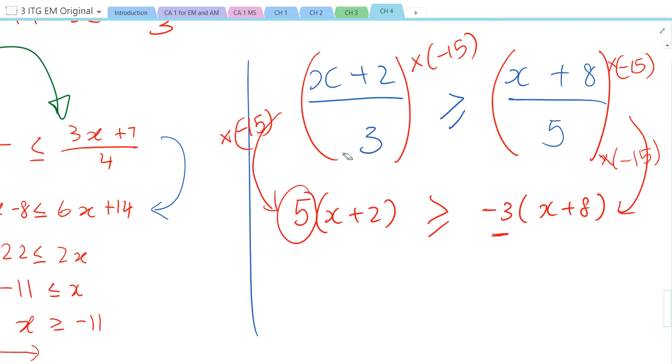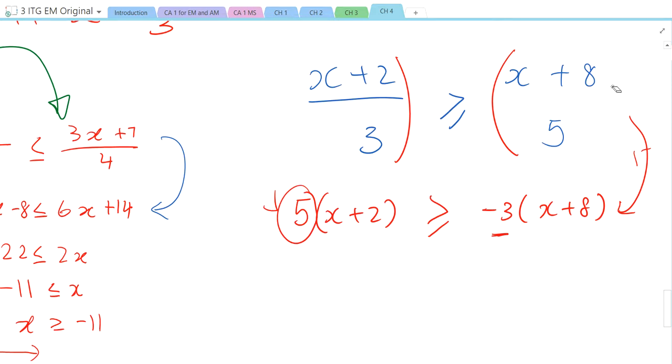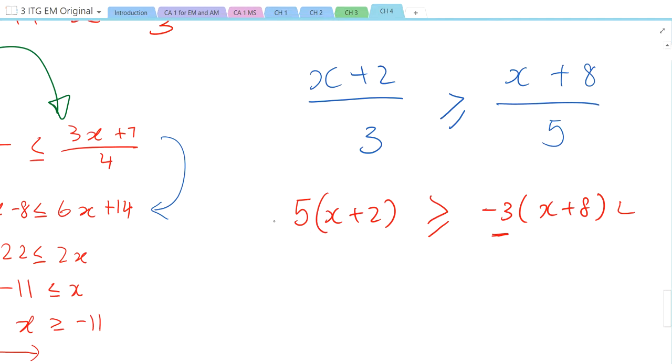Then, what happens if the question looks like this? What happens if this is the question? Do you want to cross multiply? Okay, when you cross multiply, then you get a 5 over here, you get a 3 over here, right? What happens to the sign? Same? Confirm? You are right. So do you therefore know when to change the sign? You sure? Then you better be correct.